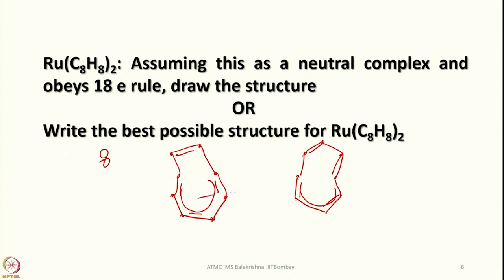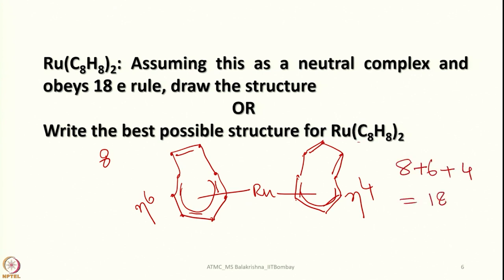So, now let me try to put it in this fashion, and this will be eta 6 and this will be eta 4. So that means this is giving 6 electrons, this is giving 4 electrons. We already have 8 electrons and 6 electrons and 4 electrons. So it satisfies the 18 electron rule.